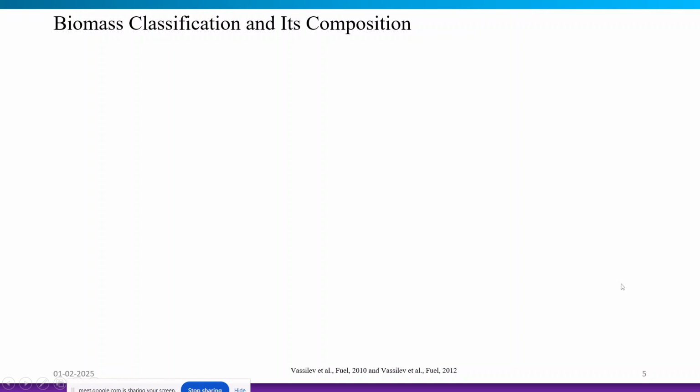Now we will discuss biomass classification in a broader sense, which we already discussed a little in the first class. Today we will discuss it in a broader sense, along with its detailed composition. So much detail is not possible to complete in one class, but there are a lot of research papers available. You can refer to those papers, where they have analyzed various biomass for their composition and characterization.